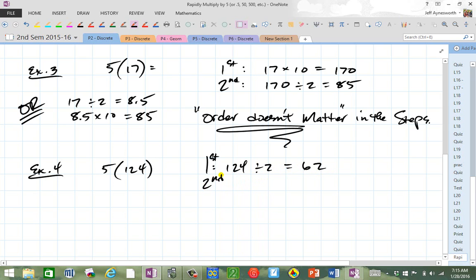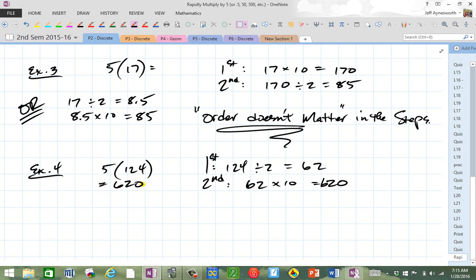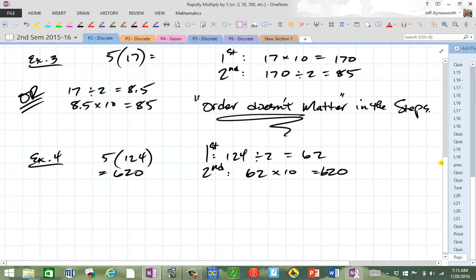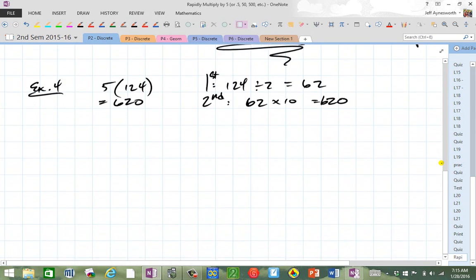So second step, you take your answer, 62 times 10. Well, that's just 620. All right, so this is equal to 620. So it works for 3 by 1s, 4 by 1s, it works for anything. All right, so divide by 2 and then multiply by 10. Now, if you are multiplying by 0.5, same thing applies. You just adjust the decimal though. Okay, so let me show you a couple more.